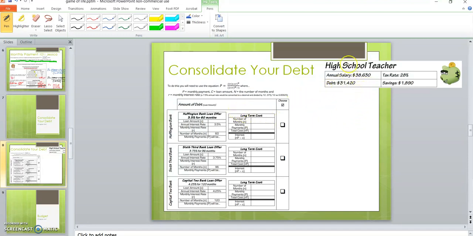So what I've done is I have chosen a career, and for this career I am very interested in the debt. So the very first thing I want you to do is to calculate the debt for your particular career. So for me, my debt is $31,420. So that's going to be my loan amount.